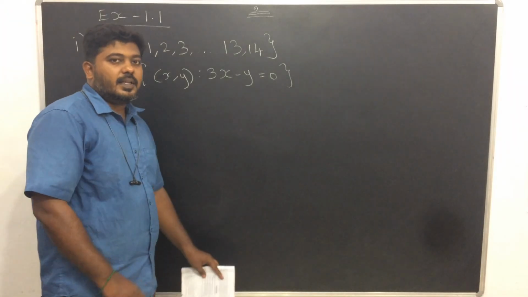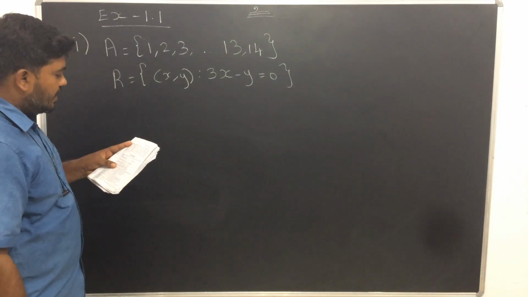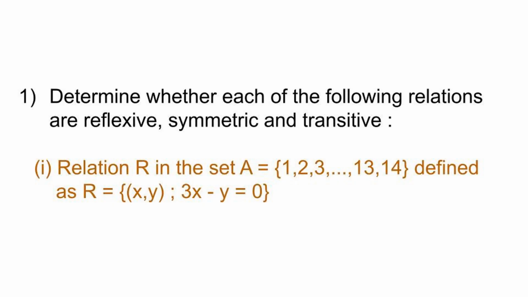So let's start with exercise 1.1, the first sum. The first sum is: determine whether each of the following relations are reflexive, symmetric and transitive. They are giving you 5 sums, 5 subdivisions. So the first one is relation R in the set A equal to 1, 2, 3 until 14.